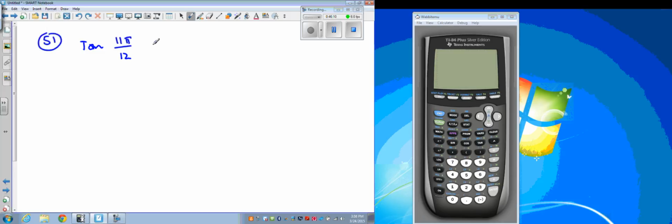It is going to be tangent of something pi over 4 and then pi over 6. But you see, it's going to have to be 3 pi over 4, because then it's 9 plus 2, right?